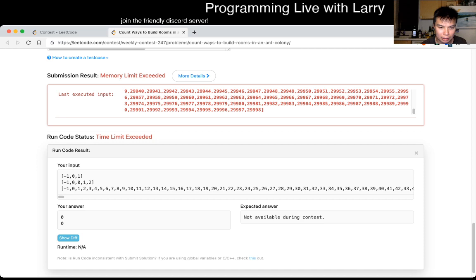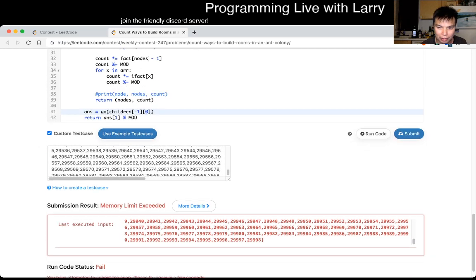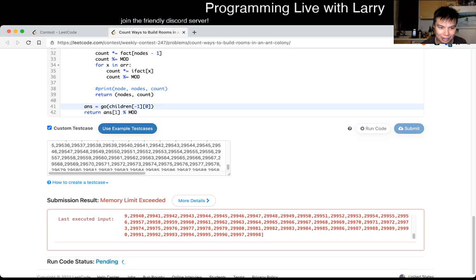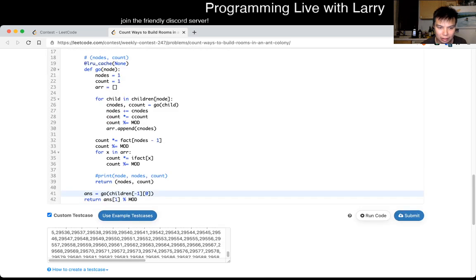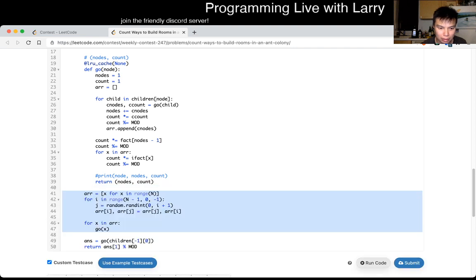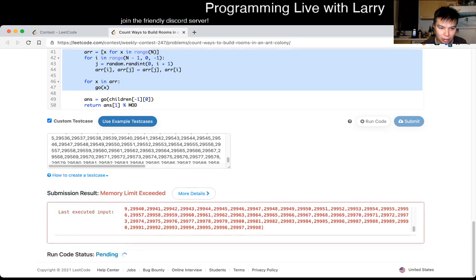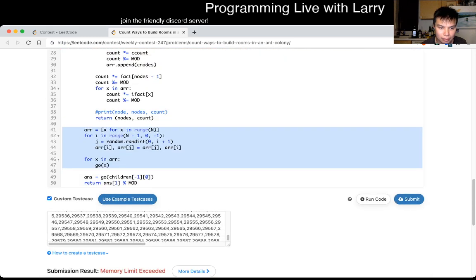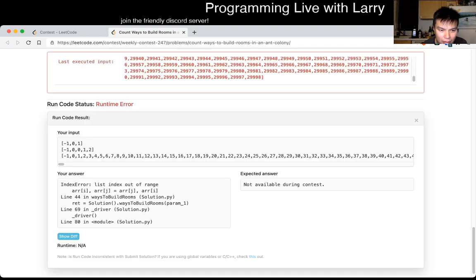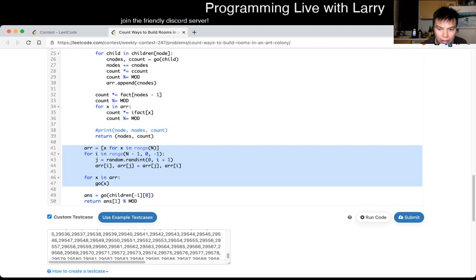Oh, it's time limit exceeded. What? That doesn't seem like that would be likely. Why would it be time limit exceeded so quickly? That's like the fastest time limit exceeded ever. Right? Huh? What did I change?